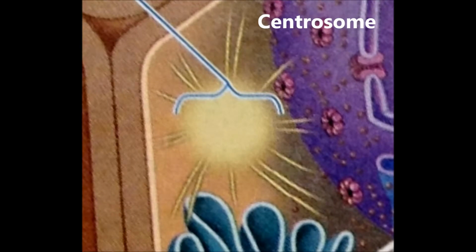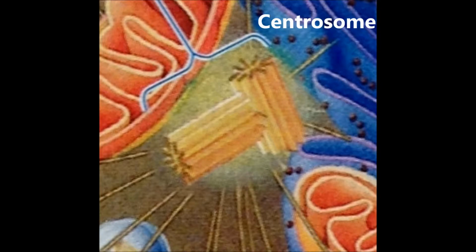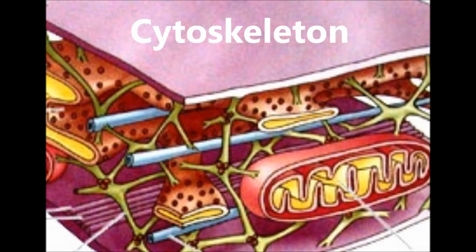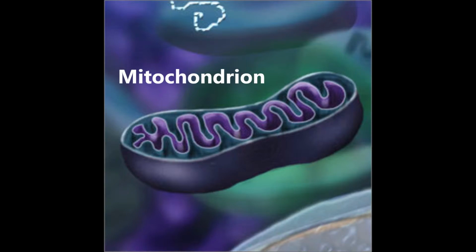In plant and animal cells, the centrosome is where the cell's microtubules begin. The microtubules help in shaping the cell. The cytoskeleton also plays an important role in keeping the cell's shape. Both the animal cell and the plant cell have what is called a mitochondrion, also known as the powerhouse of the cell. This organelle is where cellular respiration occurs and ATP is made.